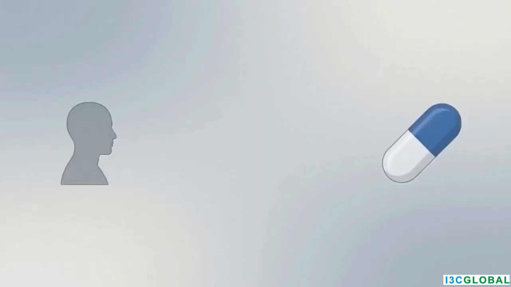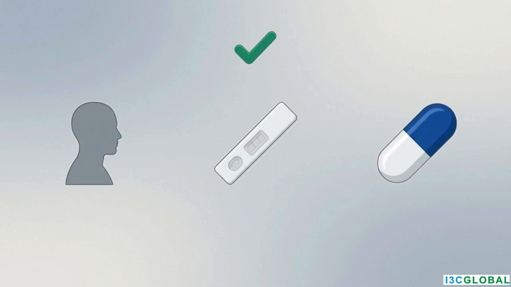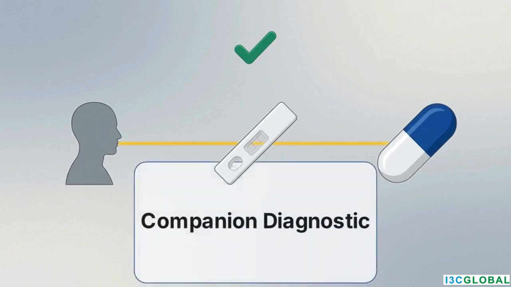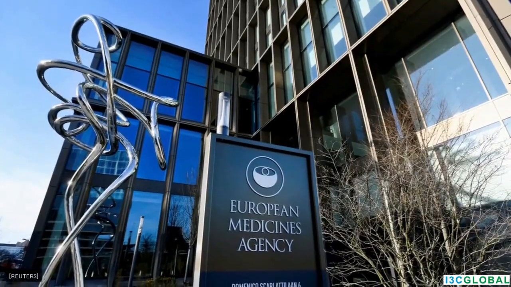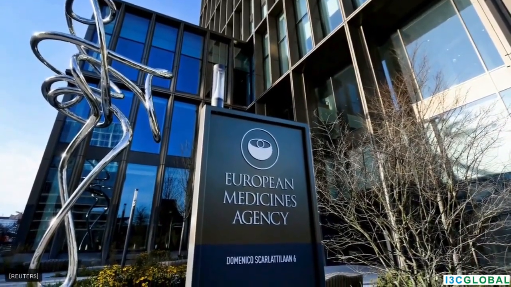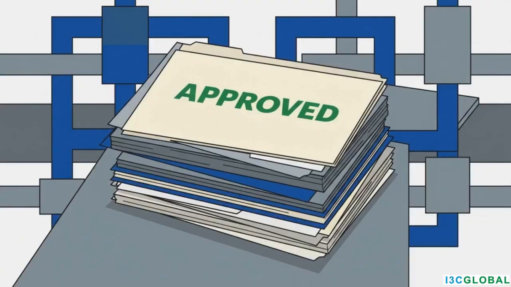Within this category, certain devices trigger additional requirements. If a diagnostic is designed to determine a patient's eligibility for a specific drug, it is classified as a companion diagnostic. This classification requires a mandatory consultation with the European Medicines Agency. The EMA must review the link between the diagnostic and the drug therapy before the device can be approved.